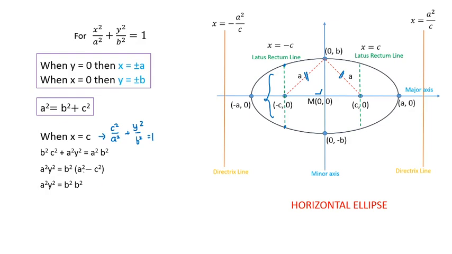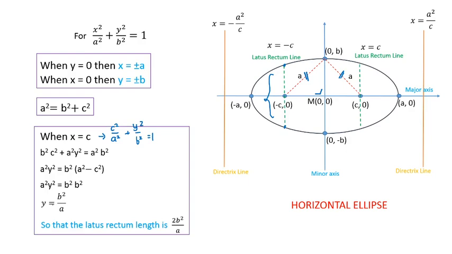From here you get a squared minus c squared is b squared. Then y squared is b to the power of 4 over a squared, and you can take the square root, so y will be b squared over a. Since you have 2 times the coordinate of y for the latus rectum length, the latus rectum length will be 2b squared over a.